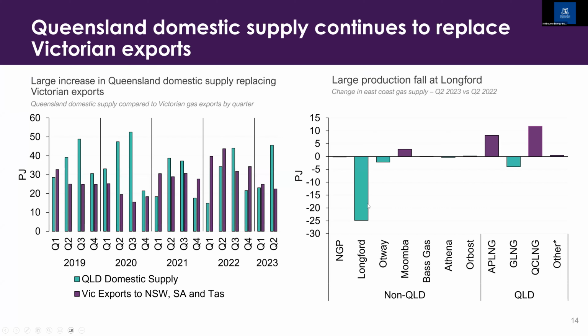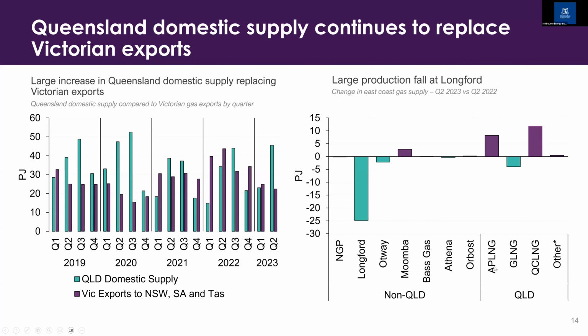In terms of Queensland production, overall Queensland production increased by 16.5 PJs. It's mostly due to increases from QCLNG and APLNG, while LNG exports only increased by 5.2, meaning there was an additional 11.3 PJs of gas for the domestic market, which we showed, I think, on this.